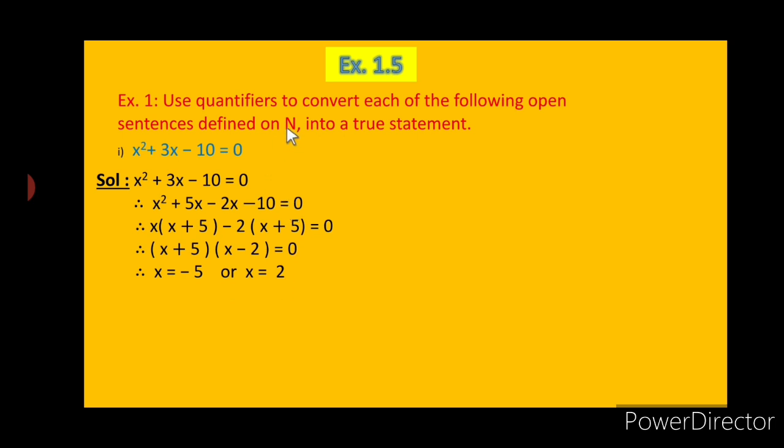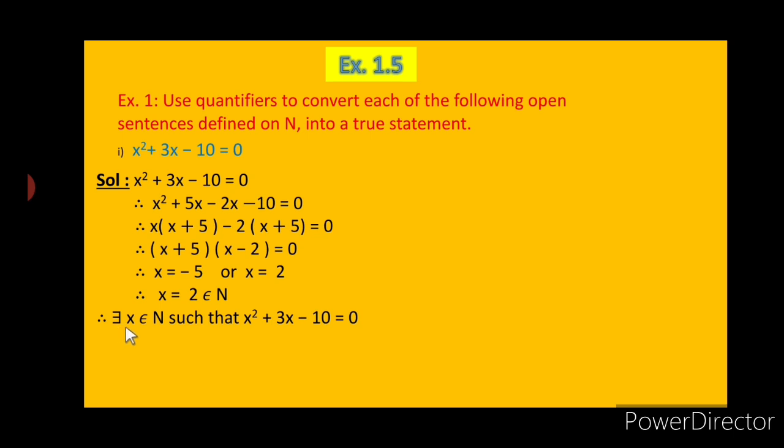But we have to consider the numbers only from the set of natural numbers. So, x is equal to 2 will be the valid solution for this equation. Getting? As minus 5 does not belong to natural numbers. So, there is only one number from the set of natural numbers which satisfies this given equation. So, which quantifier will you use? There exists, correct? The universal quantifier is used when all the values satisfy the given equation. Here only few values, that is only one value, satisfied. So we will use the existential quantifier.